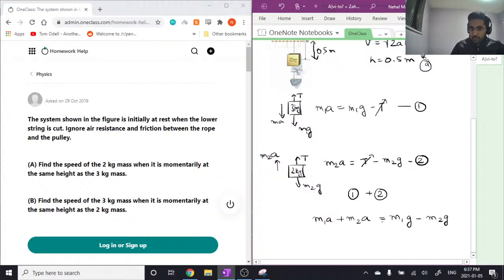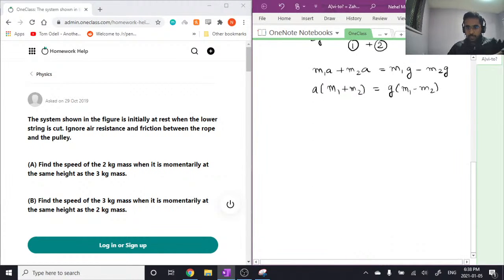Both these terms have m1 in common. Sorry, on the right hand side we can take g common, and on the left hand side we can take a common. So we're left with a times (m1 plus m2) is equal to g times (m1 minus m2). And then if we rearrange for a, we would get a is equal to g times (m1 minus m2) divided by (m1 plus m2).